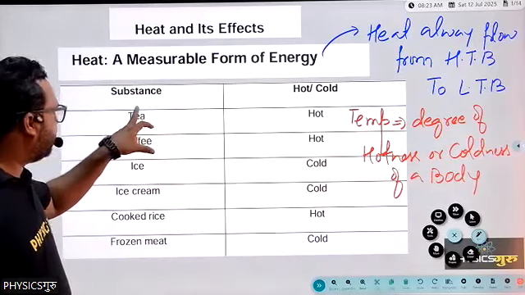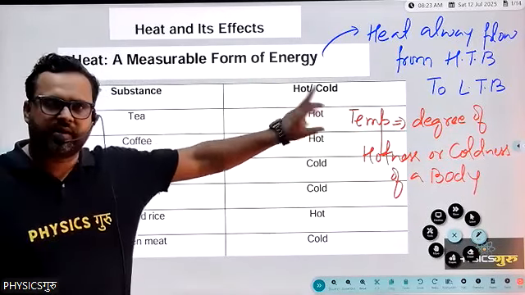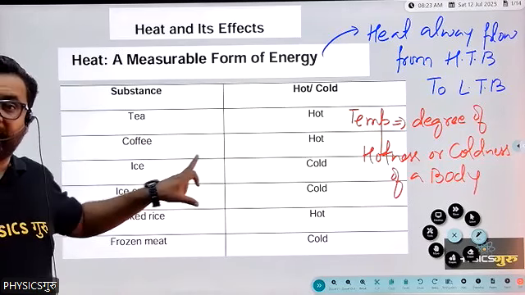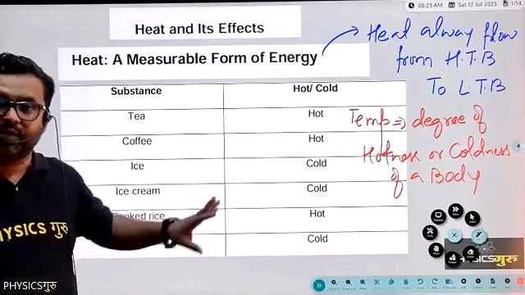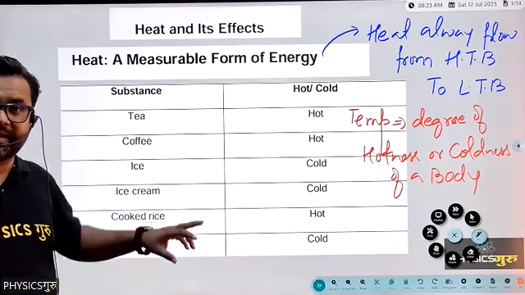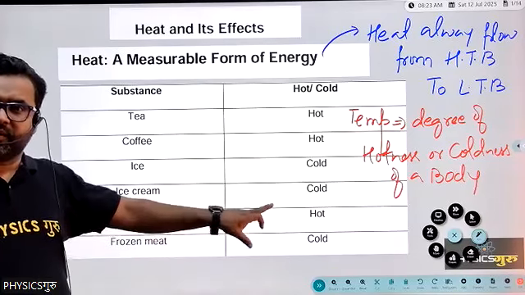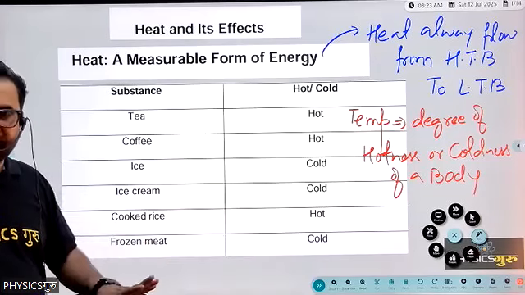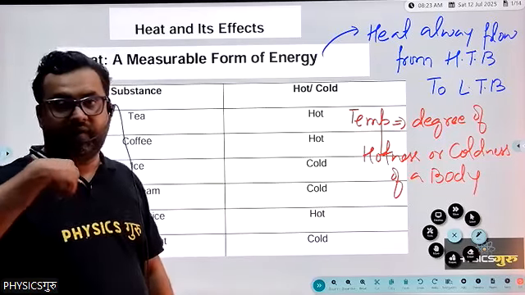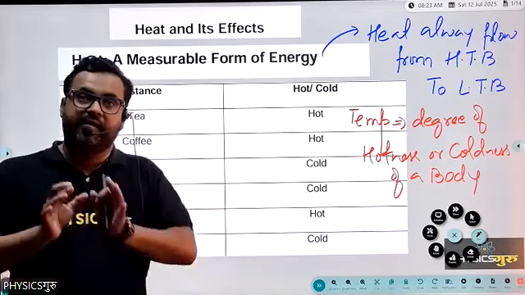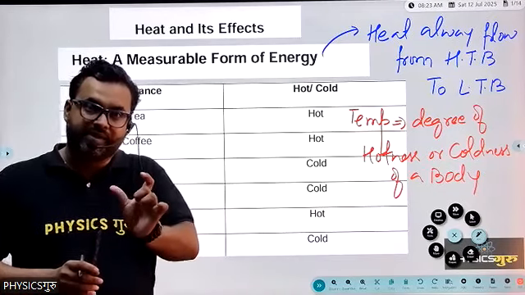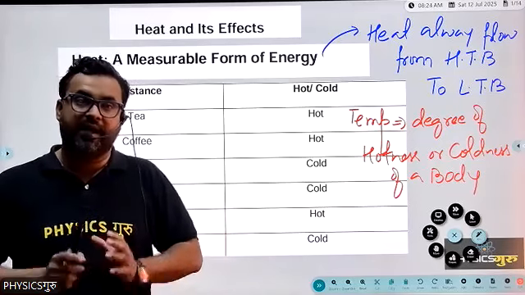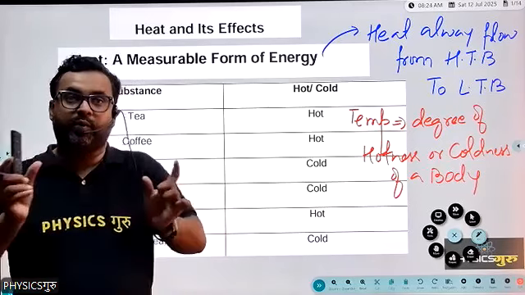Different substances are given and we need to tell whether the body is hot or cold. Example, tea: hot. Coffee: hot. Ice is cold, because the temperature is 0 degrees centigrade. Ice cream, cold. Cooked rice, hot. Frozen meat, cold. So temperature defines the degree of hotness or coldness of a body, while heat always flows under the influence of temperature difference. Heat flows from a high temperature body to a low temperature body until it reaches equilibrium.